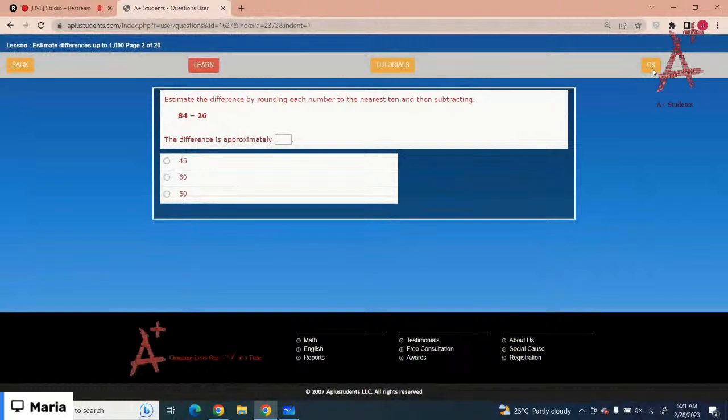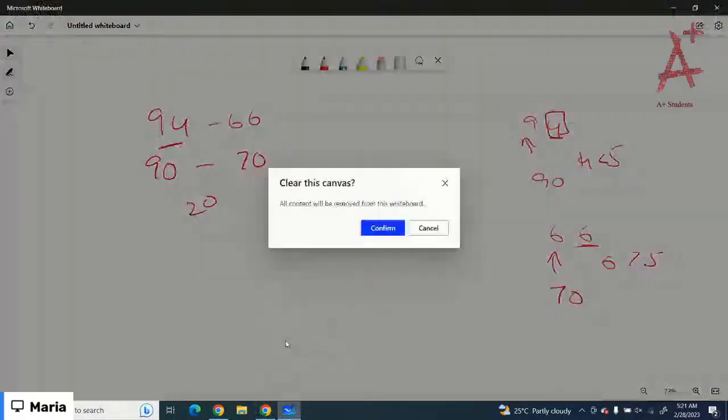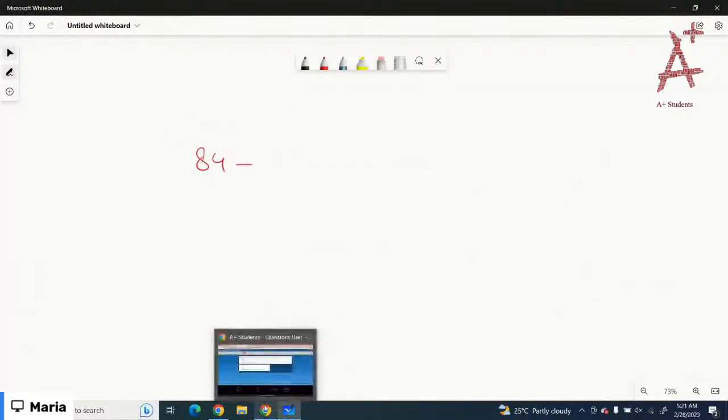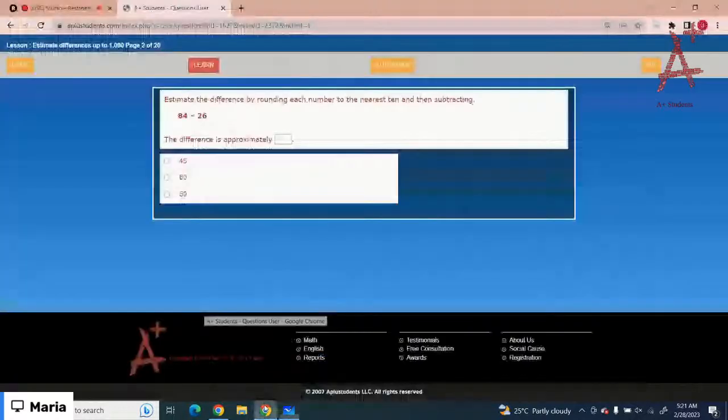84 minus 26. The next one is 84 minus 26. You have to round off. Yes, very good. You have to round off both the numbers and then you have to subtract. 84 minus 26.